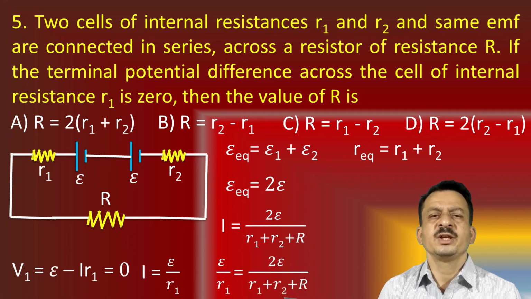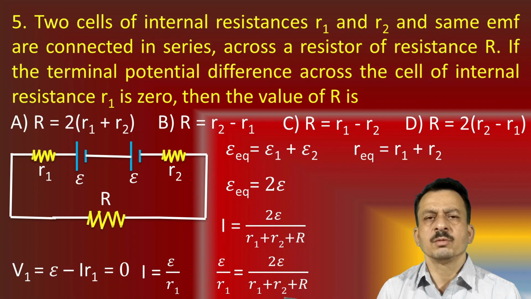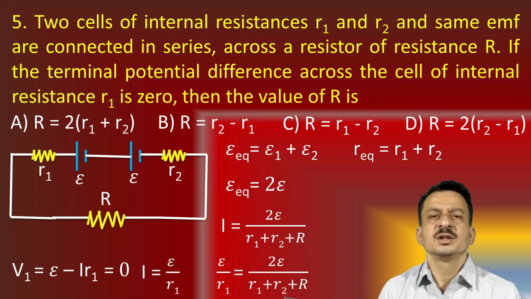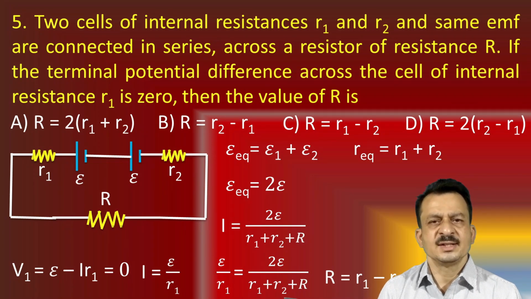Now equating them, E by R1 is equal to 2E divided by R1 plus R2 plus R. Now here EMF E gets cancelled, and cross multiplying and simplifying we will get R, capital R is equal to R1 minus R2. Hence C is the right answer here. Next problem.